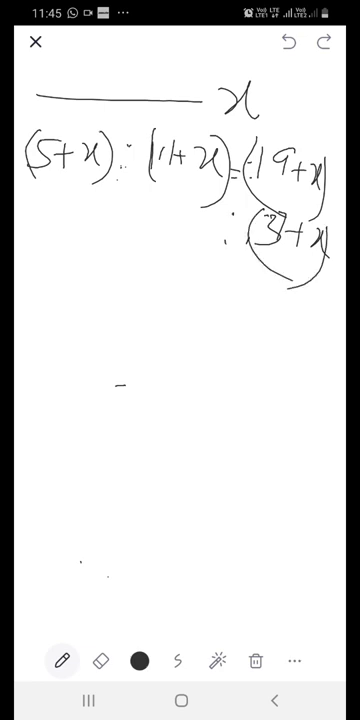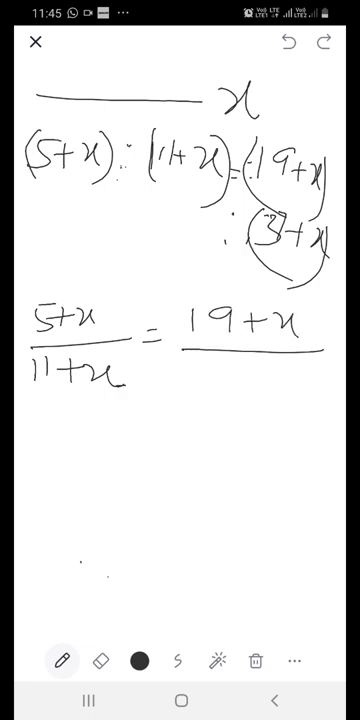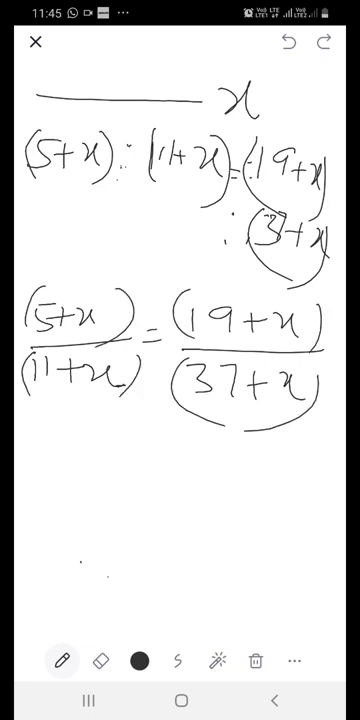And you can write it in the form of fractions. 5 plus x upon 11 plus x is equal to 19 plus x upon 37 plus x. As these are binomials, put them within brackets, cross multiply, find x, and then again write the statement. Therefore, the number to be added is so and so, whatever you get after calculating.